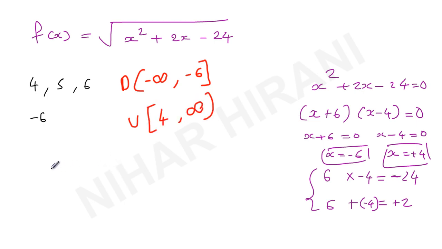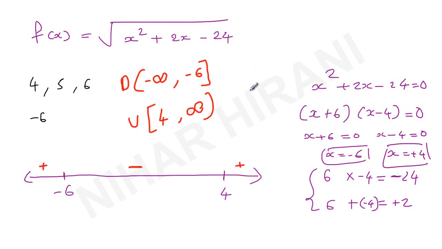And you can represent this information on a number line like this. Here let us say I have 4, and here let us say I have minus 6. Now we observed that in between we get negative values, here we get positive values, and here also we get positive values. So positive values are accepted, and if we plug 4 and minus 6 into this, we will get 0. So that is also okay. So it will look like this. Here it's a closed circle, goes till infinity, closed circle, goes till infinity.